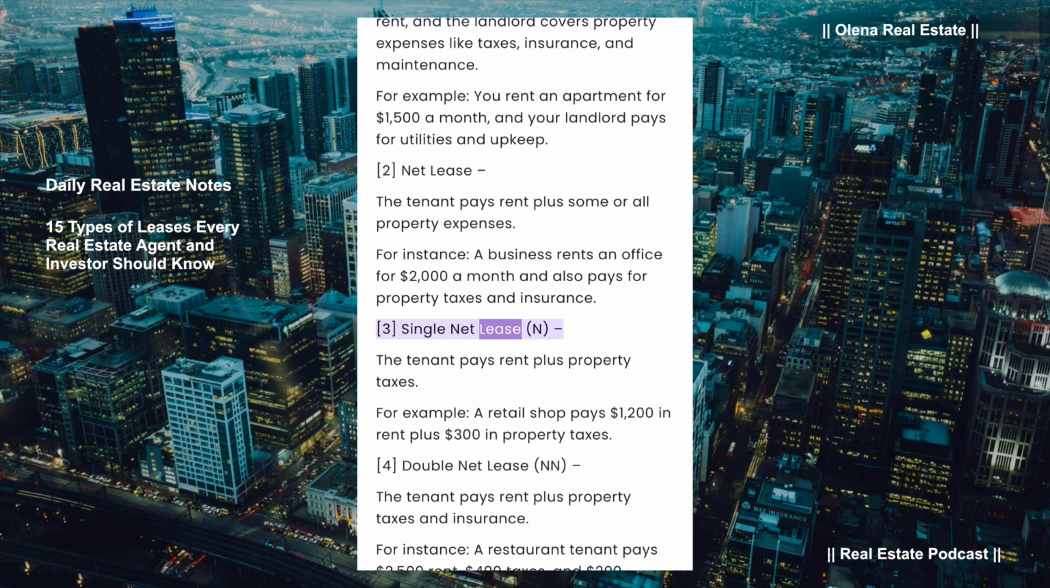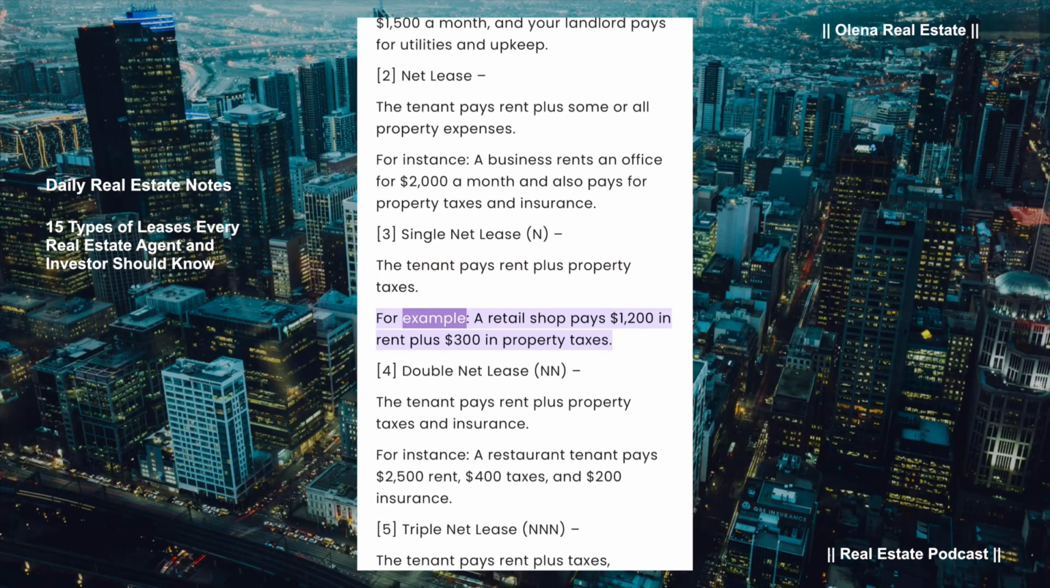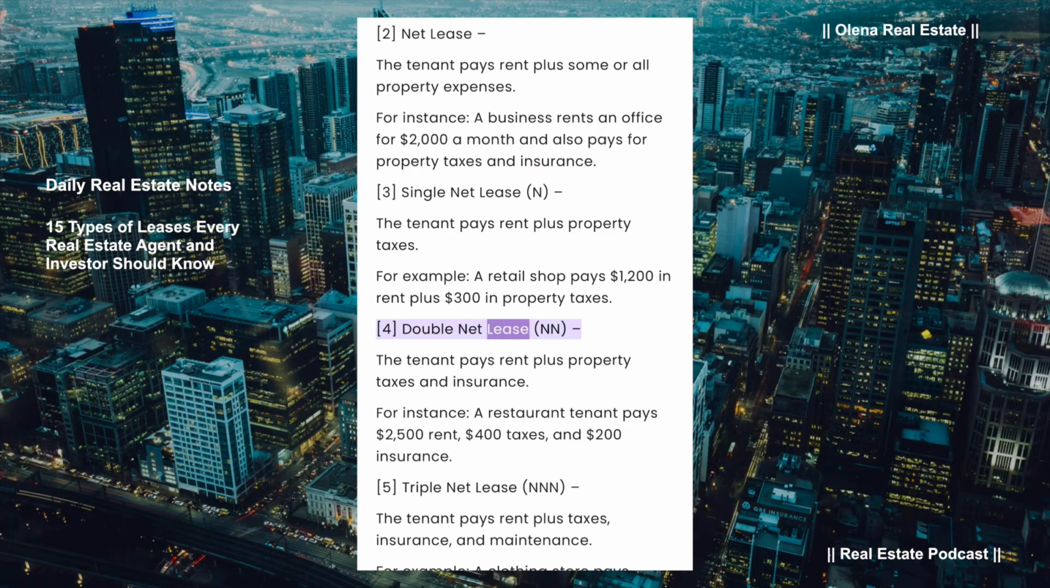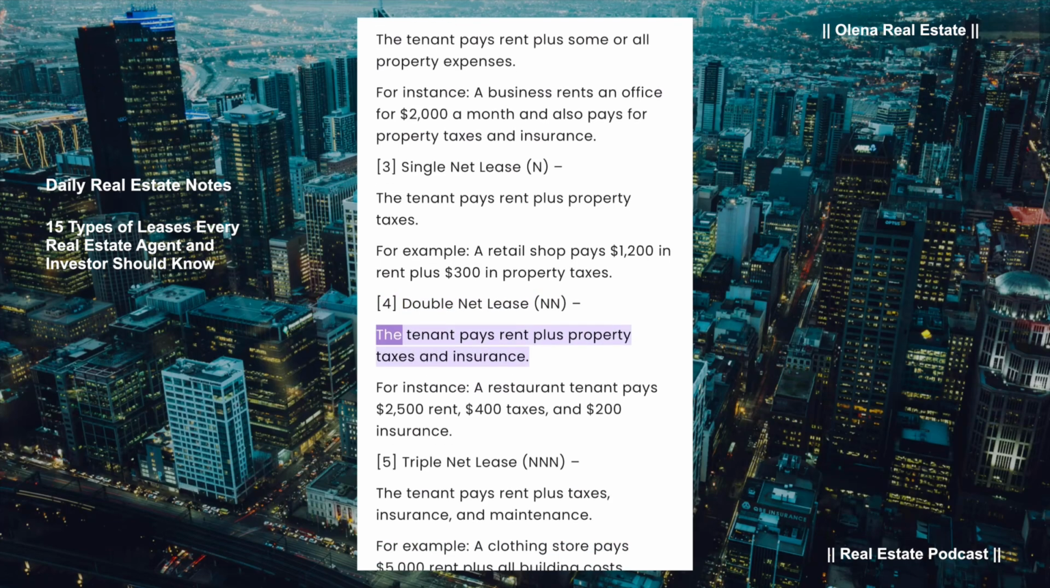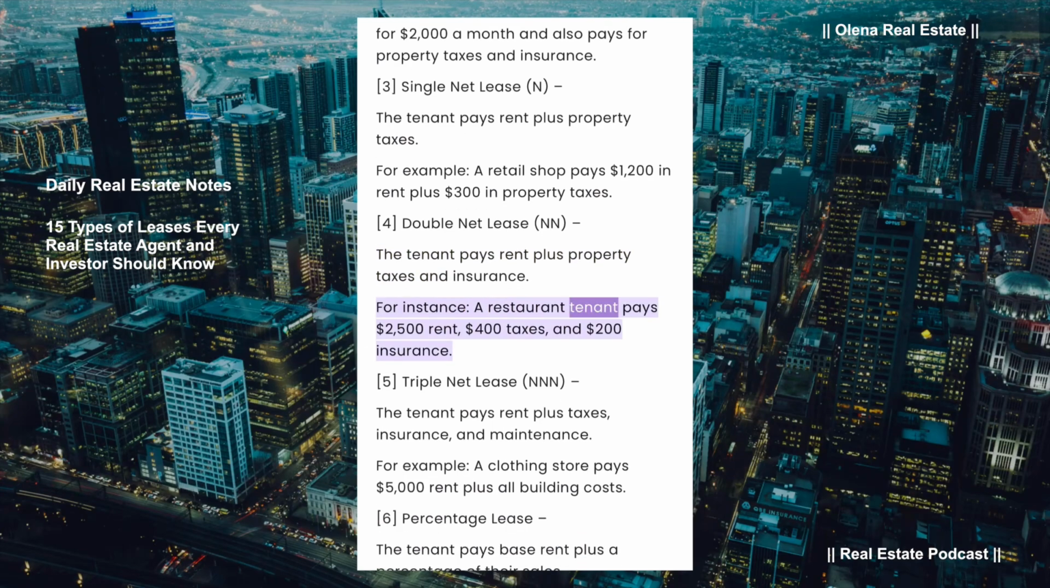Single net lease, N. The tenant pays rent plus property taxes. For example, a retail shop pays $1,200 in rent plus $300 in property taxes. Double net lease, NN. The tenant pays rent plus property taxes and insurance. For instance, a restaurant tenant pays $2,500 rent, $400 taxes, and $200 insurance.